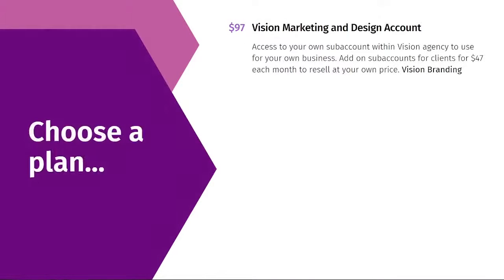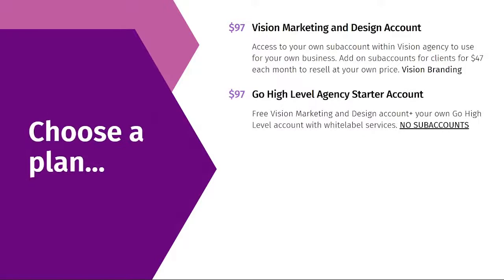So let's run back through the plans to make sure you understand each one so you can choose what is best for you. At $97 a month, you can join my agency training program and get access to all the tools and resources, including the ability to create sub-accounts for $47 each if needed.